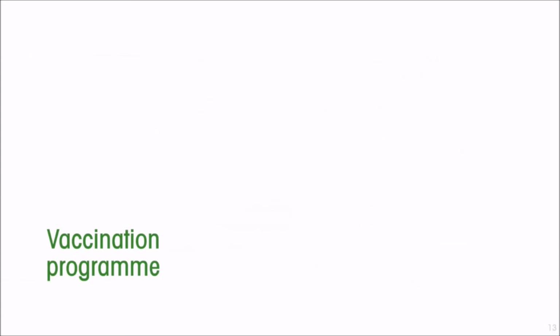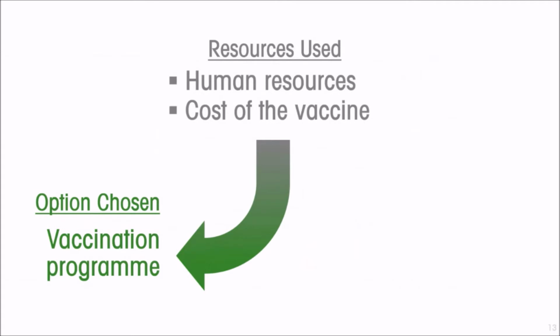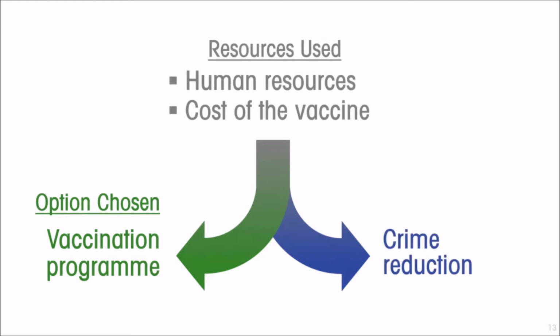Suppose the government decides to engage in a vaccination program to deal with a pandemic. What are the resources used in the option that was chosen? Well, there's a cost in human resources. It requires a staff, and there's the cost of the actual vaccine. If we want to know what is the opportunity cost of the vaccination program, we don't simply add up the amount that is expended to carry out the program. We look at how those resources might otherwise have been deployed. If it would have gone to combating crime and increasing security, then the opportunity cost of the vaccination program is the crime reduction that would have been the benefit of the alternative use.